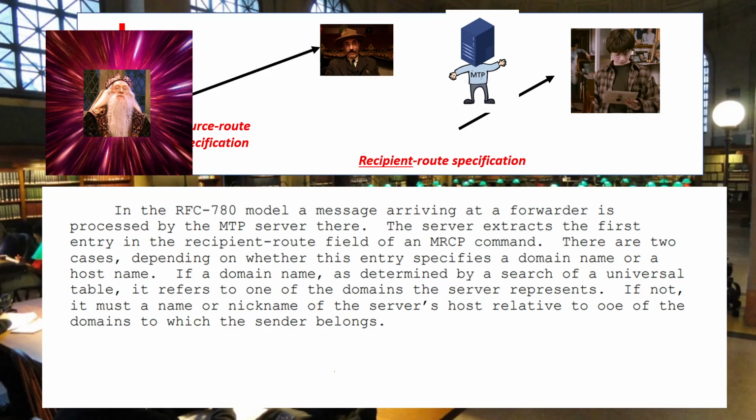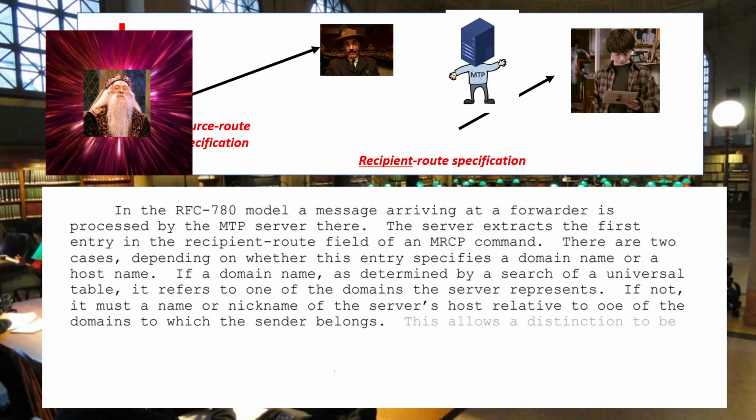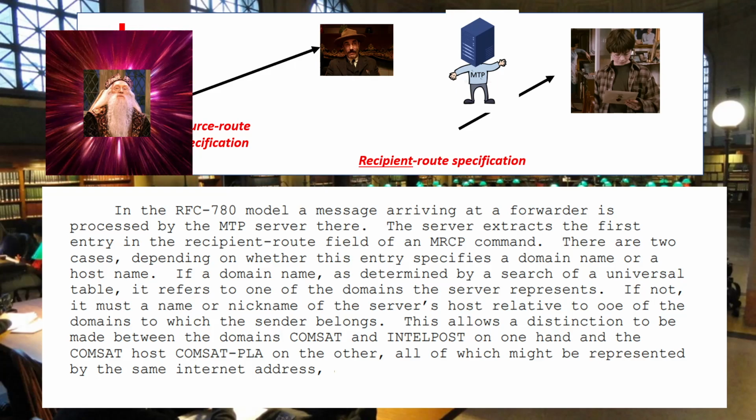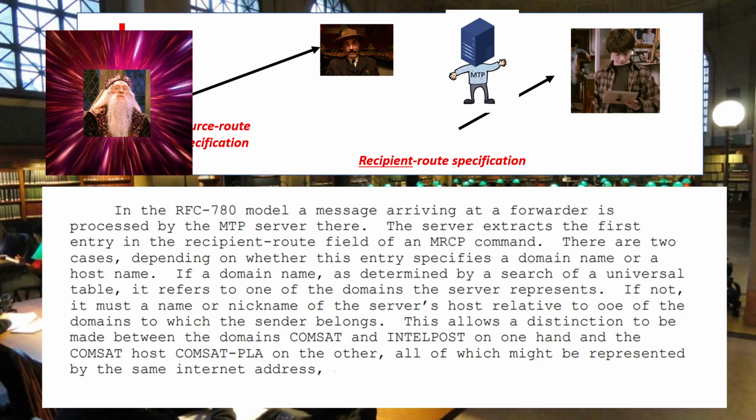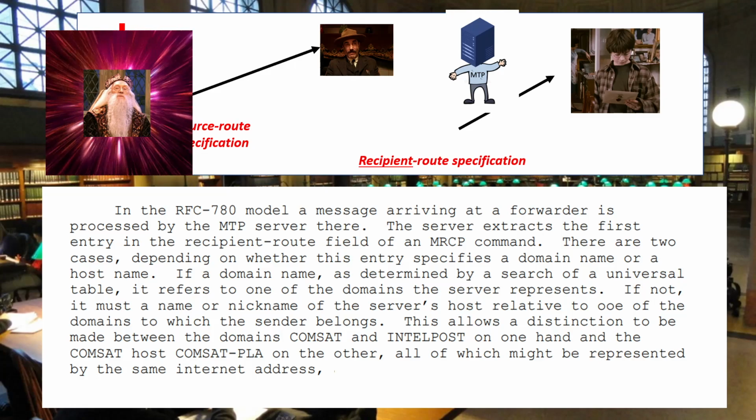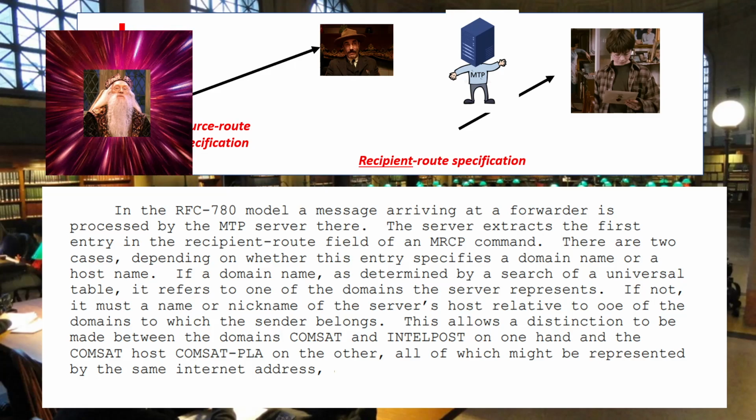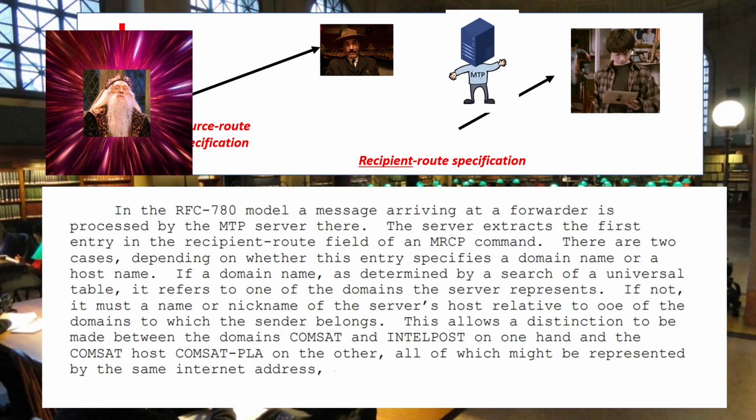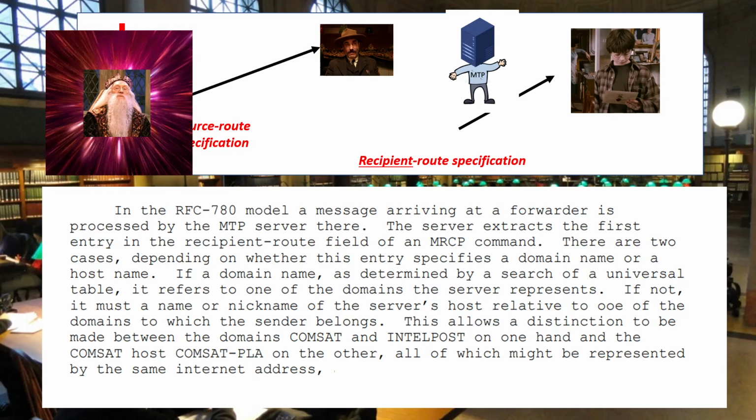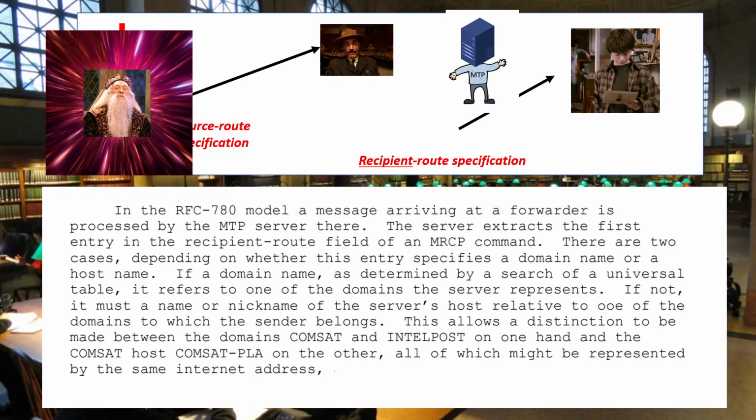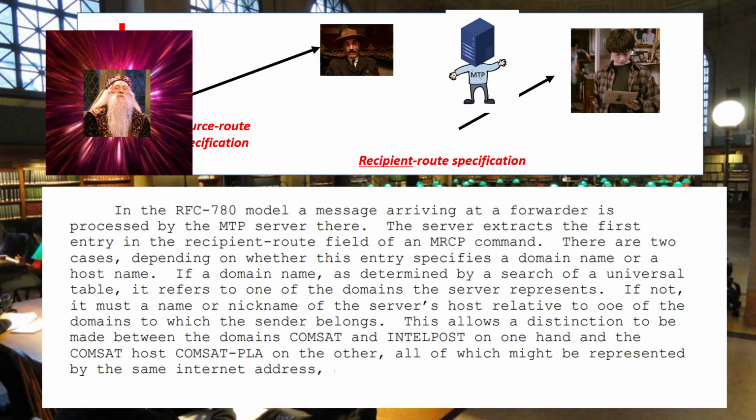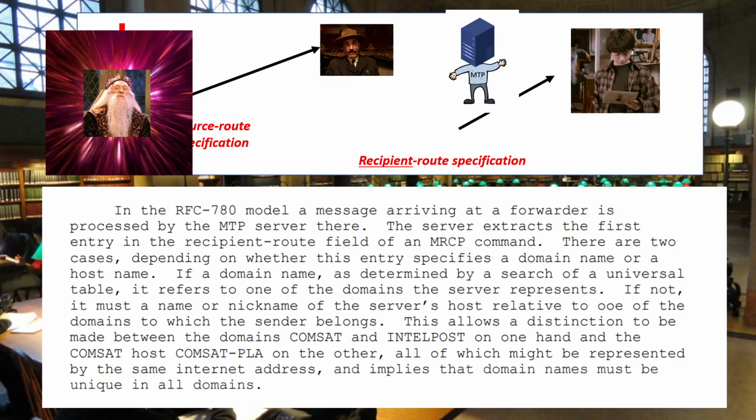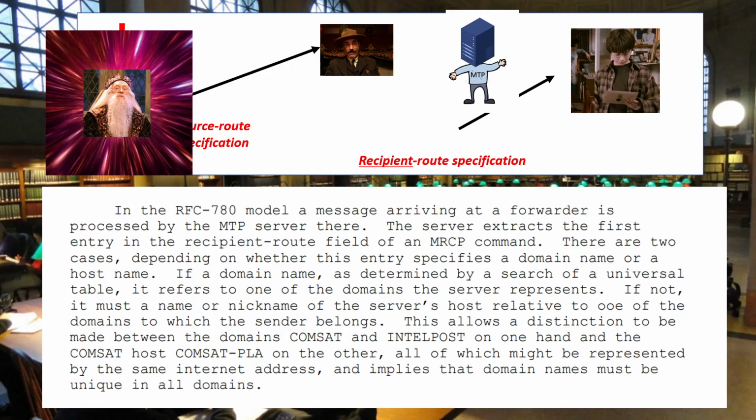So remember, that sender will belong to some domain. This allows a distinction to be made between the domains ComSat and Intel Post on the one hand, and also the ComSat host, ComSat PLA, on the other, all of which might be represented by the same internet address. Okay, so are we saying that you'd have one internet address for the two domains ComSat and Intel Post and a host, and that implies that domain names must be unique in all domains.